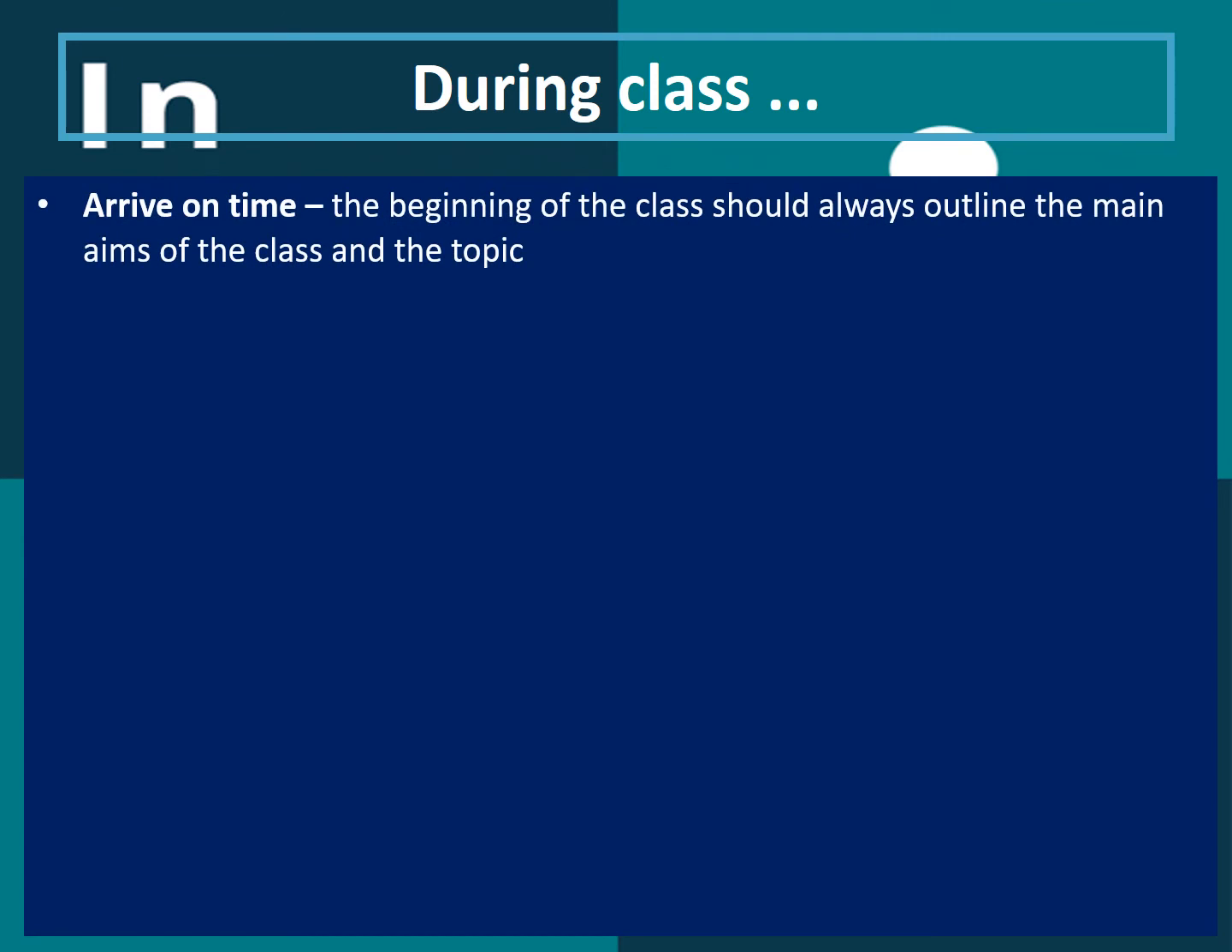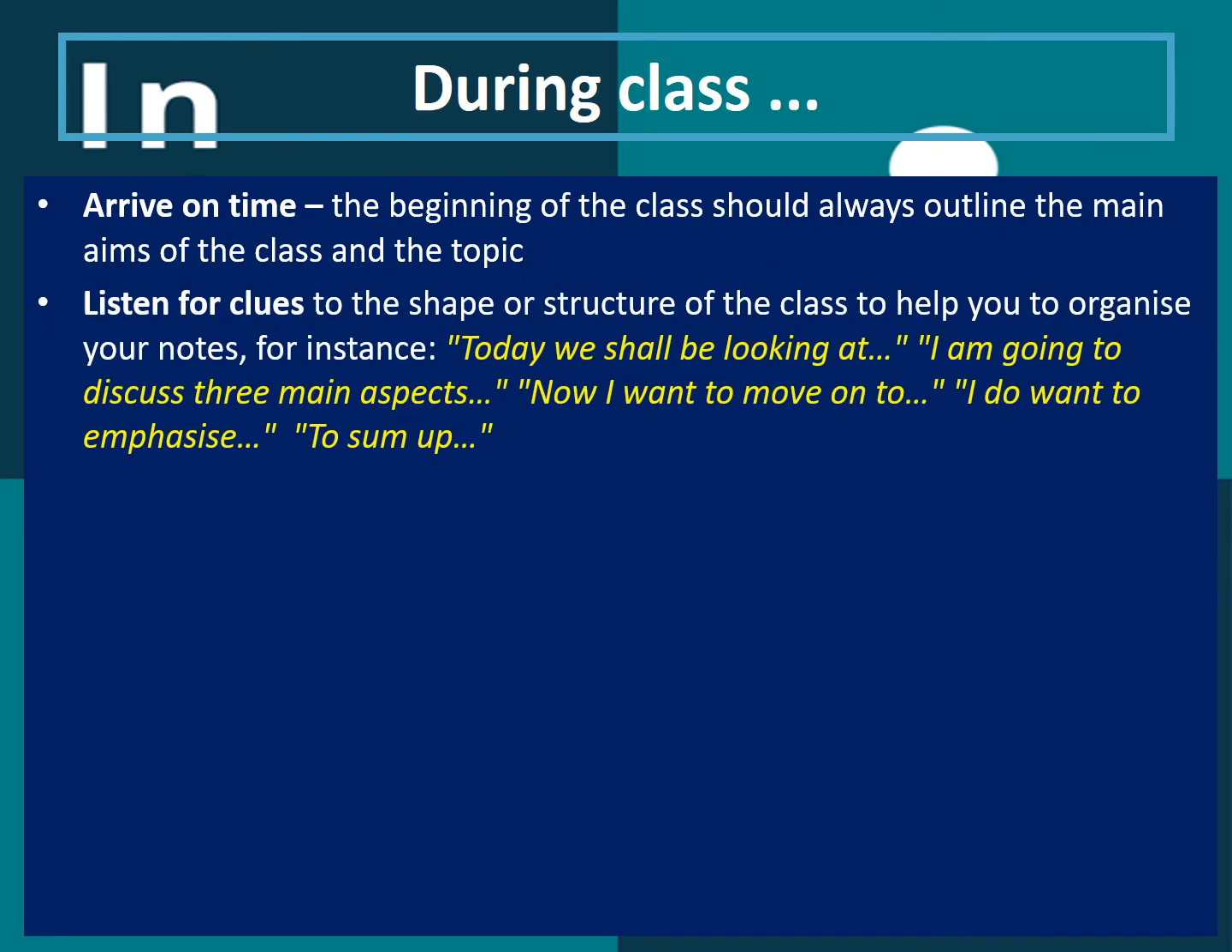During class, as has always been the expectation, especially for higher as well, make sure that you arrive on time. So the beginning of the class should always outline the main aims of the class and the topic. So if you arrive late to class and we're already halfway through our first activity, that means you're already falling behind. So you need to make sure that you arrive on time. If for any reason you know a certain day that you're not going to be on time, you need to make the teacher aware of that. Listen for cues to the shape or structure of the class to help you to organise your notes.